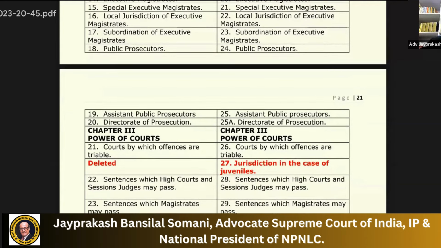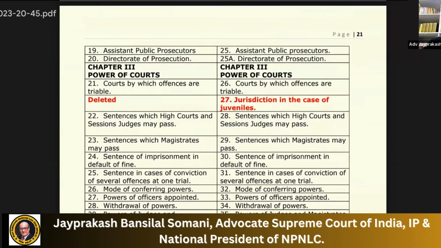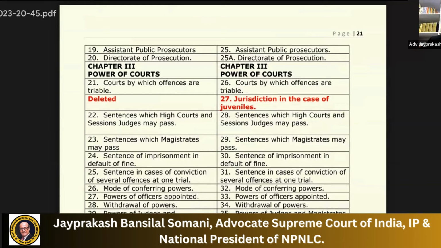In BNSS section 18, public prosecutors. Earlier section was in CrPC 24. Section 19 of BNSS contains assistant public prosecutors. Earlier section was in CrPC section 25. Section 20 of BNSS, Directorate of Prosecution. Its earlier section was section 25A, which was an amended section. Now I am moving towards Chapter 3, friends.